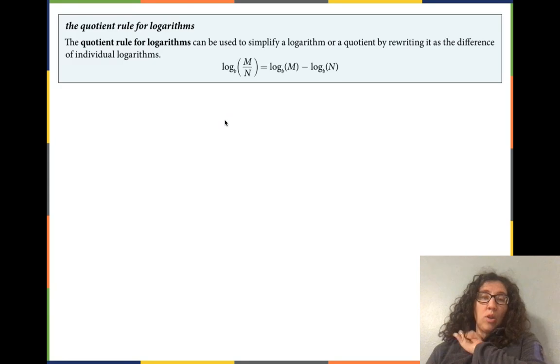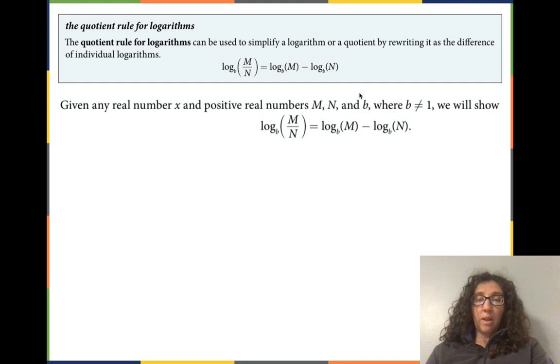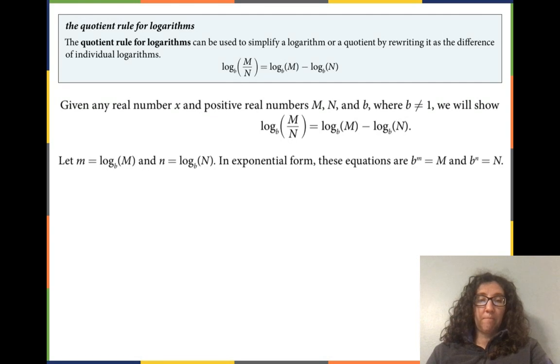All right, quotient rule is going to be very similar. I bet you could guess what it's going to be. If we have log base b of m divided by n, instead of adding, we subtract, right? So again, let's just look real quick at where this comes from. We're going to do a similar thing. We're going to show this property. So we're going to put it in exponential form, right? Exact same thing we did before. Little m is log base b of big M, same for n. So we could write these in exponential form like this.